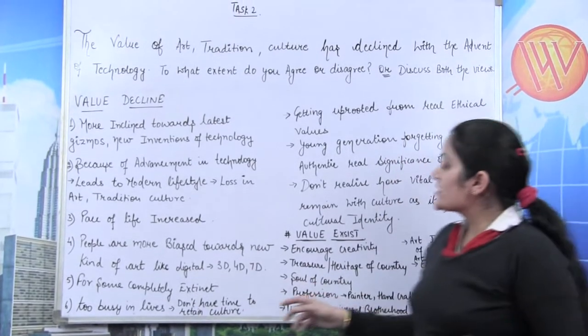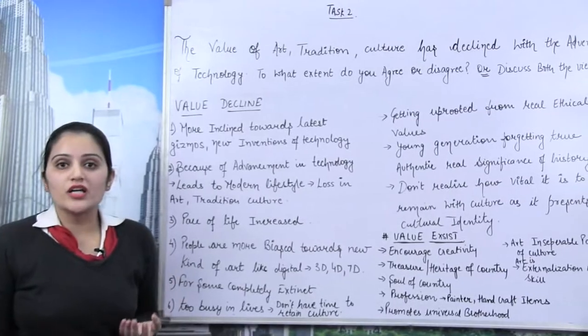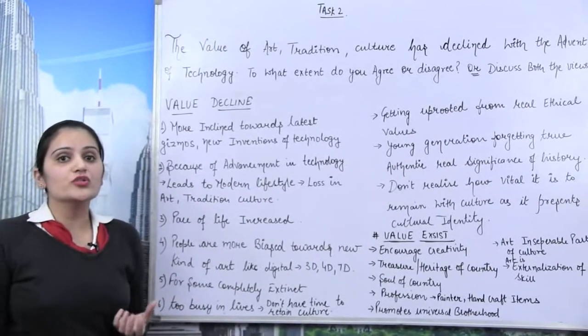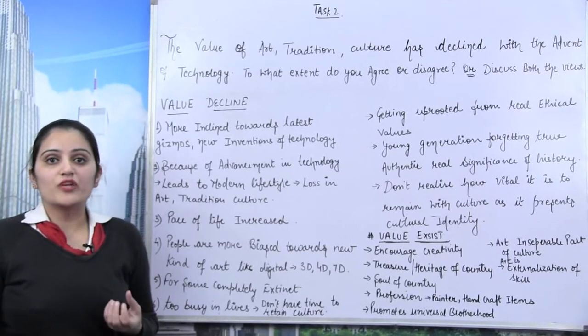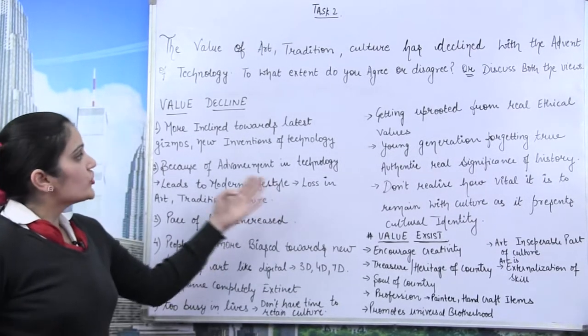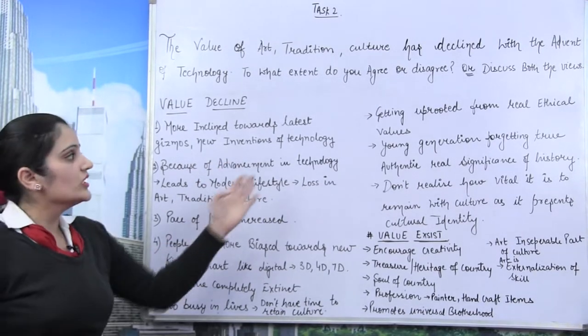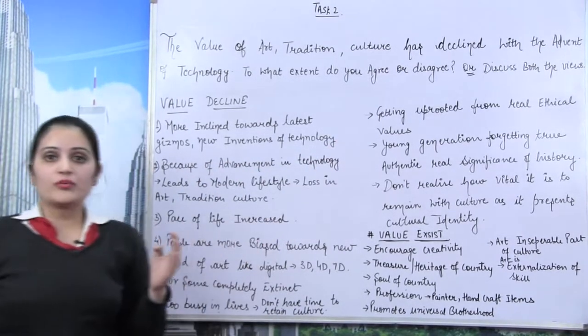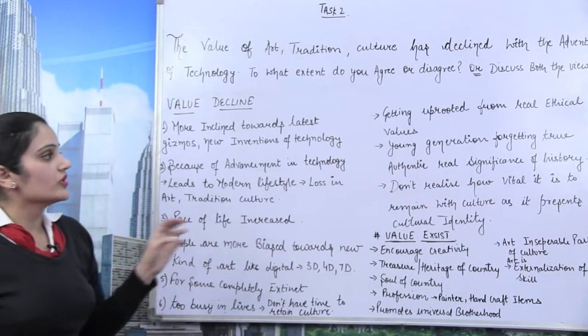Okay. The next, you can say that they are getting uprooted from the real ethical values. What do you understand by the ethical values? Ethical values are related to the traditions, to the religions, to the customs that people follow. And because of the advent of technology, they are getting uprooted. Uprooted means that they are getting away from their art, tradition and culture.